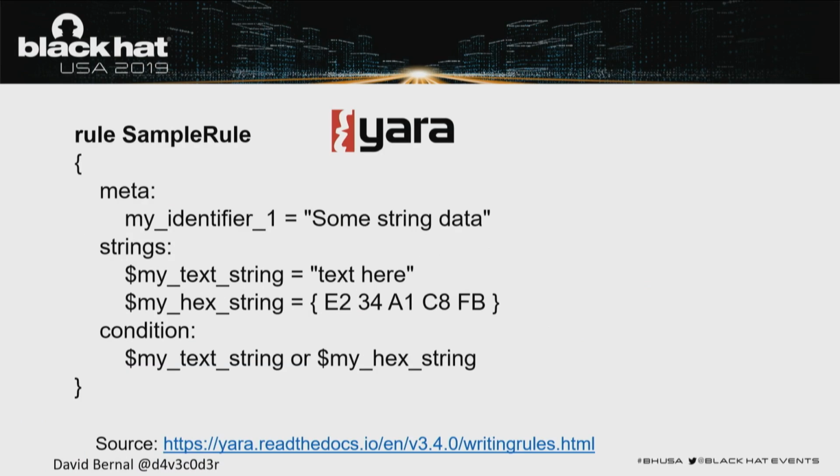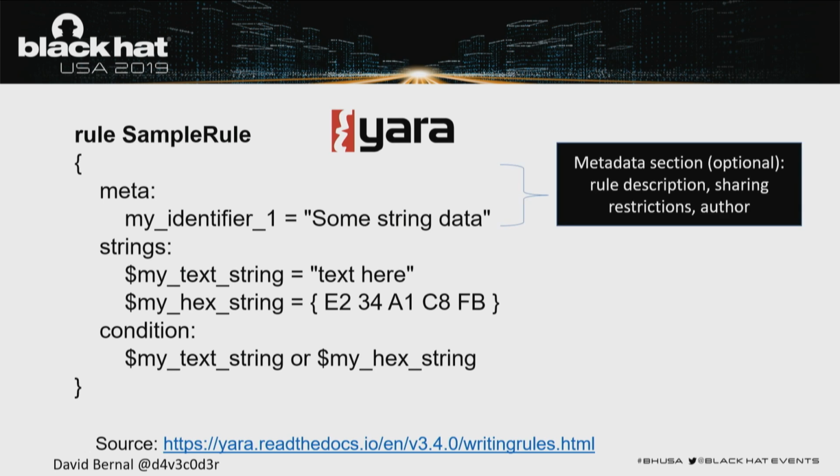Here's a small sample of a YARA rule. We have 3 parts. The first part is the metadata section, in which we add information about the description of the rule. What can it do? What can it identify? Also, we can add other information such as the author and any licensing restrictions that we have.